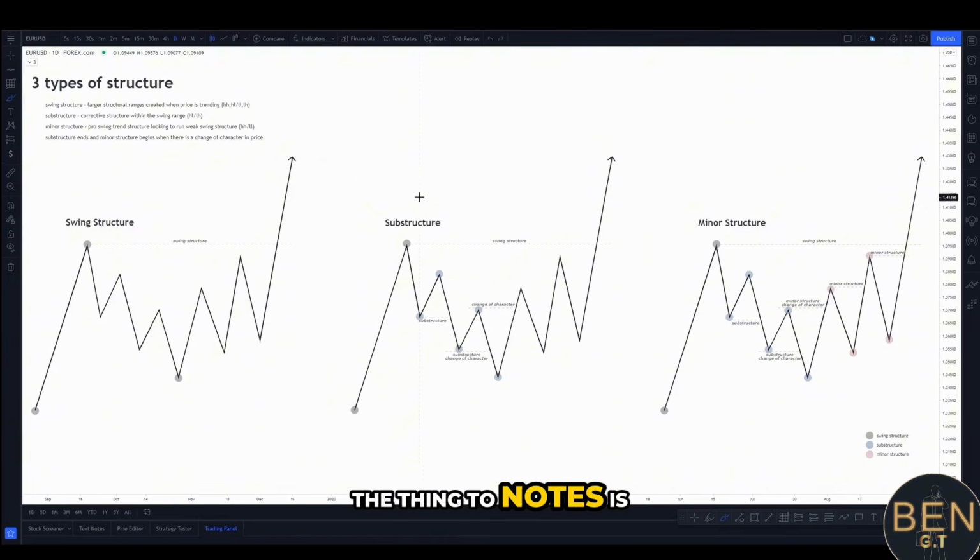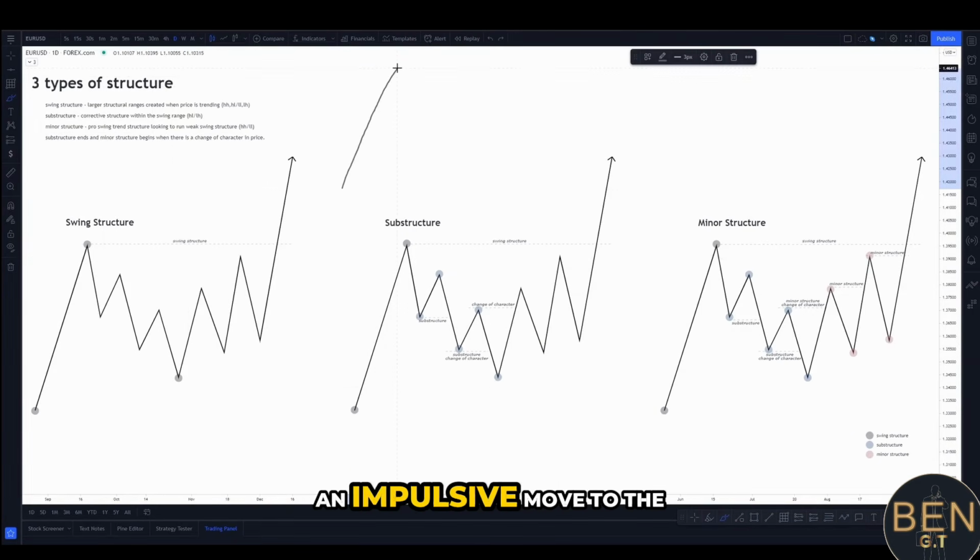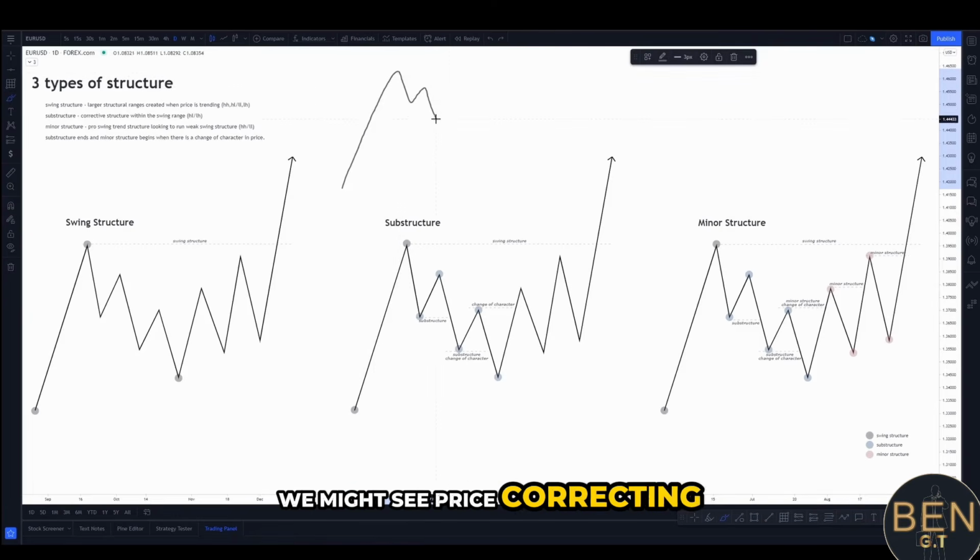Now, one other thing to note is looking at substructure and minor structure is not going to be an end-all be-all. It's just to create a framework and an understanding of what is happening between the swing structure, what is happening when we're putting in a higher low or a lower high, depending on a bull trend or a bear trend. What we may see is an impulsive move to the upside. We might see price correcting, creating substructure. We see that change of character.